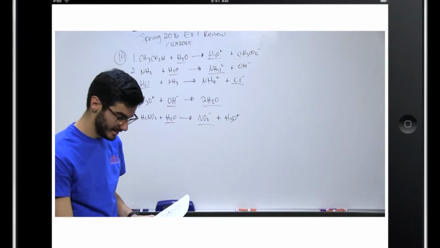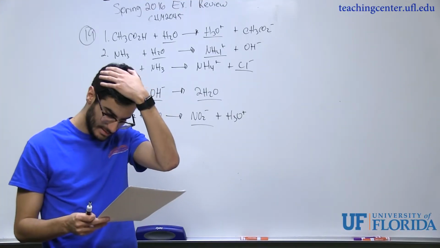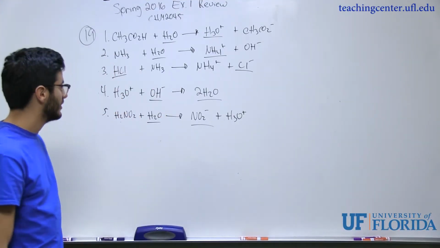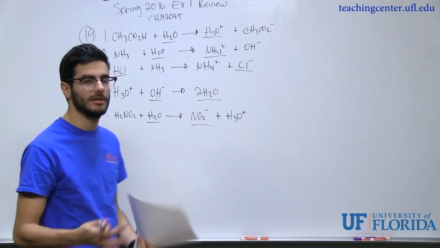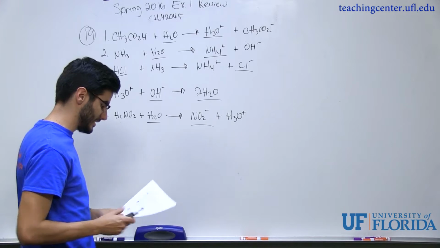All right, guys, moving on to number 19. Number 19 is saying, which of the following equations are the acid and conjugate acid correctly labeled? All right, so this is kind of like the last one, but now we're talking about conjugate acid and acids. Last time we were talking about bases and conjugate bases. So again, it's going to work the same way.